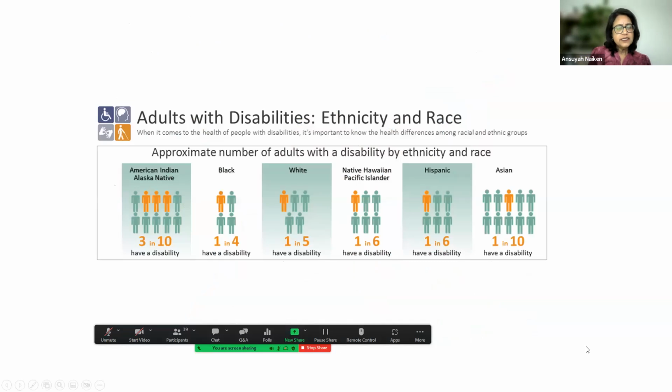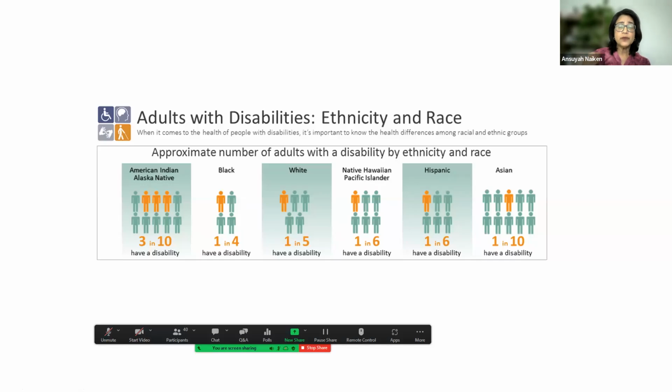All right, so this is an infographic that was put together by the CDC, and I believe it was put together in 2020, and it gives us a breakdown of people with disabilities, and the focus here is on adults, across the different racial groups that we as a country capture.